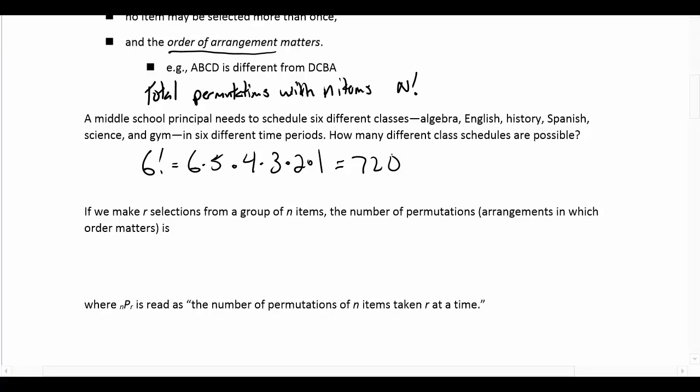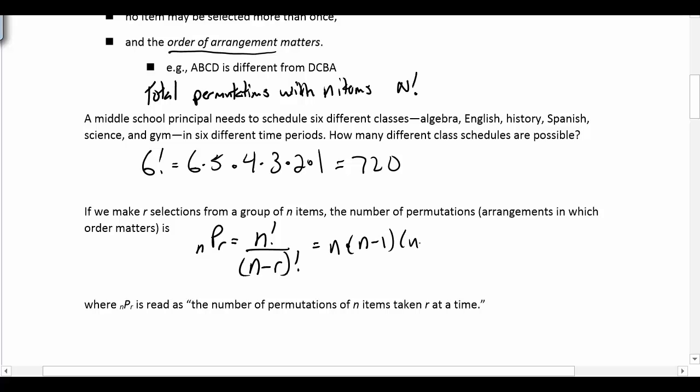Okay, if we make R selections from a group of n items, the number of permutations, arrangements of which matters, is defined by the following formula. So n objects R at a time is n factorial over n minus R factorial, which just translates to n times n minus 1 times n minus 2 all the way down to n minus R plus 1. Basically, we just ran out of numbers is what we're looking at.